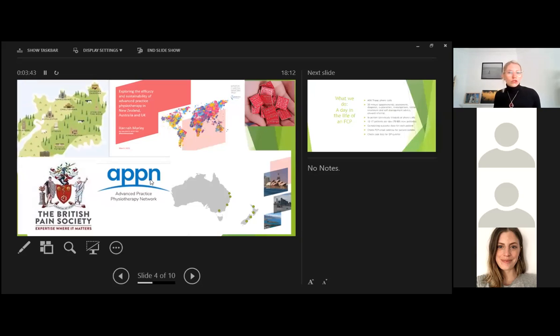So I worked across Gloucestershire. That little map at the top is a map of some of the hospitals in Gloucestershire. And I became an advanced practitioner as well. So I worked as part of a musculoskeletal interface service. So those are the services that GPs refer into rather than orthopedics. And that's where I learned about injection therapy. It's where I learned about imaging, and became a member of the APPN, the Advanced Practice Physiotherapy Network.